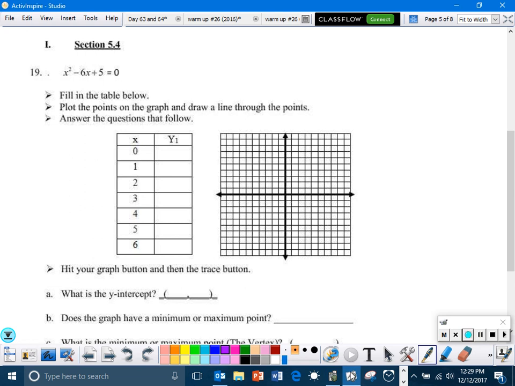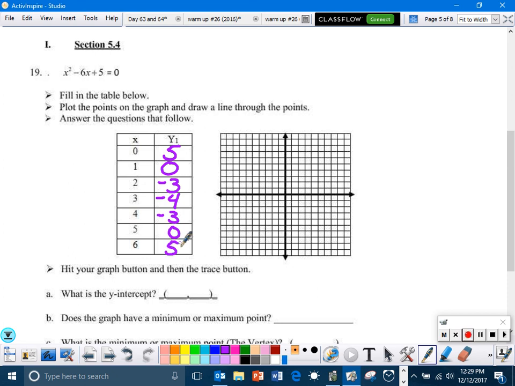All right, so 0's partner is 5. 1's partner is 0. 2's partner is negative 3. 3's partner is negative 4. 4's partner is negative 3. 5's partner is 0, and 6's partner is 5.